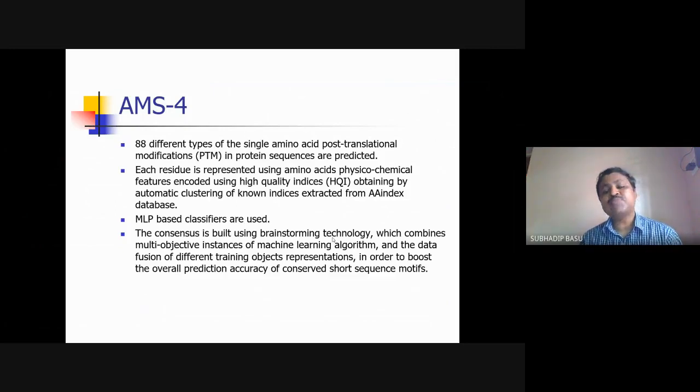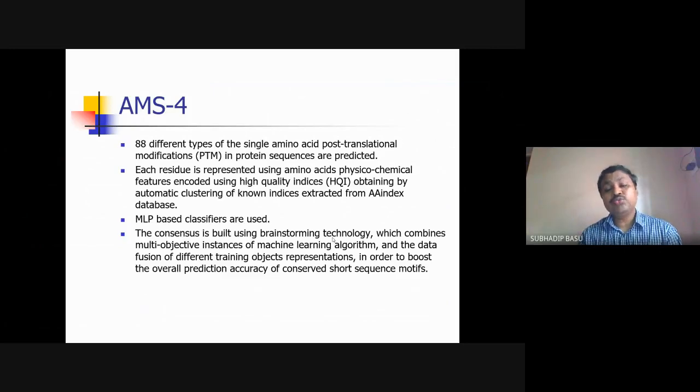Suppose you are asking whether, in a test set, a cysteine is to be modified. You have 5 classifiers. Classifier 1 says cysteine is going to be modified. Classifier 2 says cysteine is to be modified. Classifier 3 says no. Classifier 4 says again cysteine to be modified. And classifier 5 says no. So you have 3 yes and 2 no. Then in a simple voting, you say, okay, cysteine is going to be modified. So this is a simple brainstorming or voting consensus.